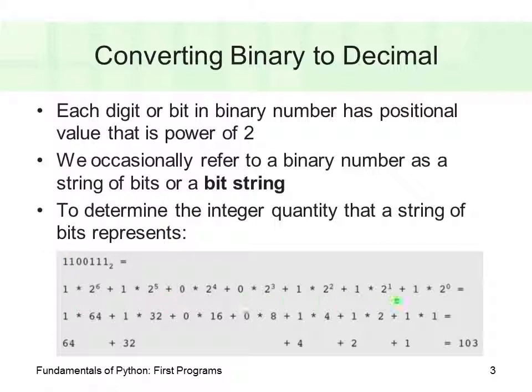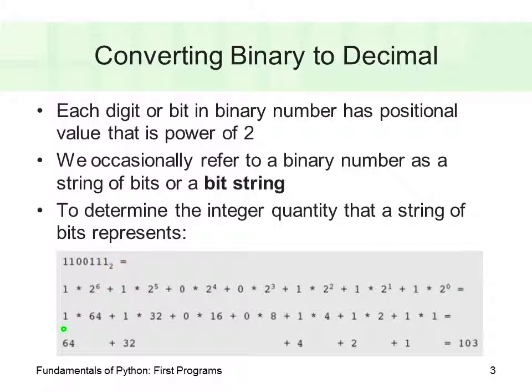So let's work this out. Since this is 2 to the 6, we simply take 1, since there's a 1 in this position, 1 times 2 to the 6, plus 1 times 2 to the 5. Now we have 2 zeros next. That's just 0 times 2 to the 4. You don't even have to do it. It's not going to come out to anything. Plus 0 times 2 to the 3. Right? These obviously come out to 0. Plus, now we have another 1. 1 times 2 to the 2. Plus 1 times 2 to the 1. Plus 1 times 2 to the 0.